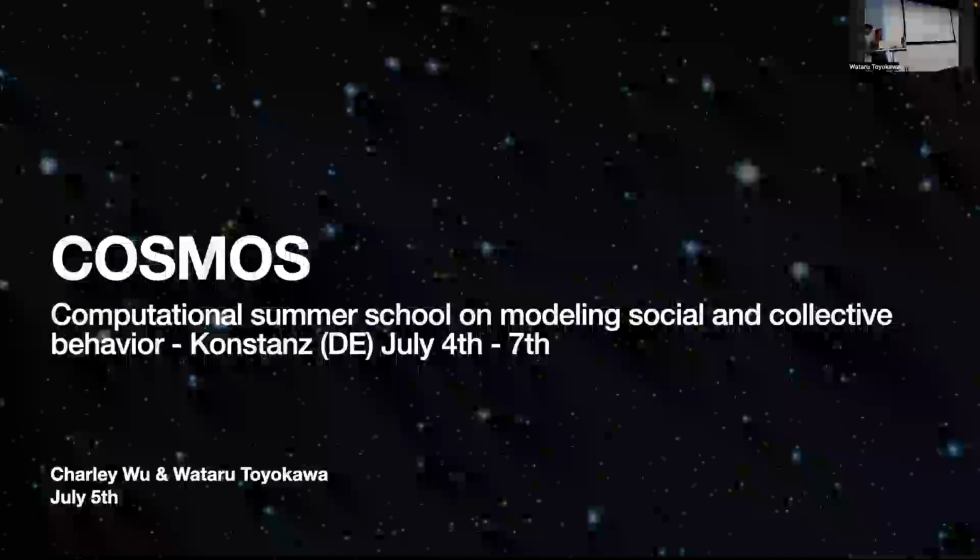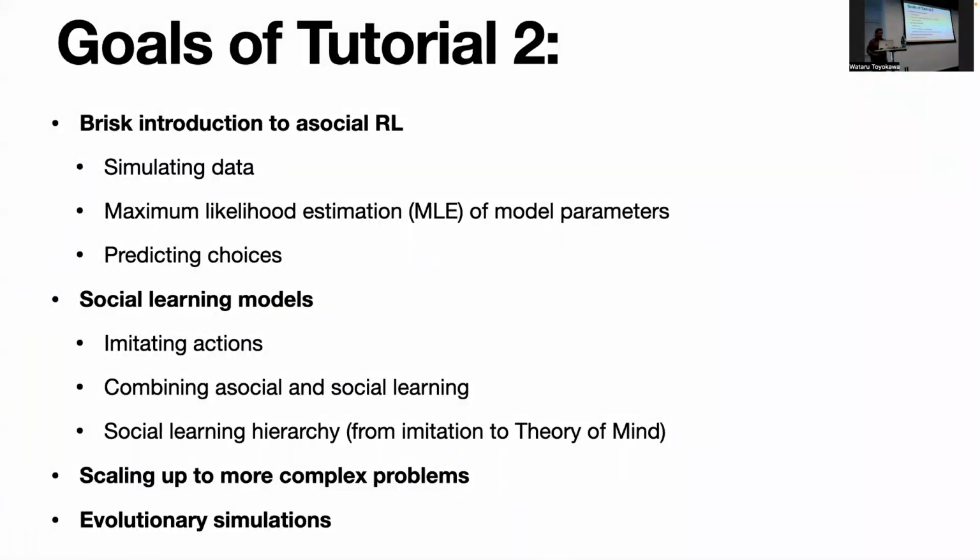So the goals of tutorial 2: we're going to provide a very brisk introduction to a very simple asocial reinforcement learning framework. This provides us with the basic individual learning mechanisms. We're going to show you how to simulate data, how to do maximum likelihood estimation of the model parameters, and then to predict choices. We're starting with asocial reinforcement learning because it provides a setting where we have individual learning from the environments.